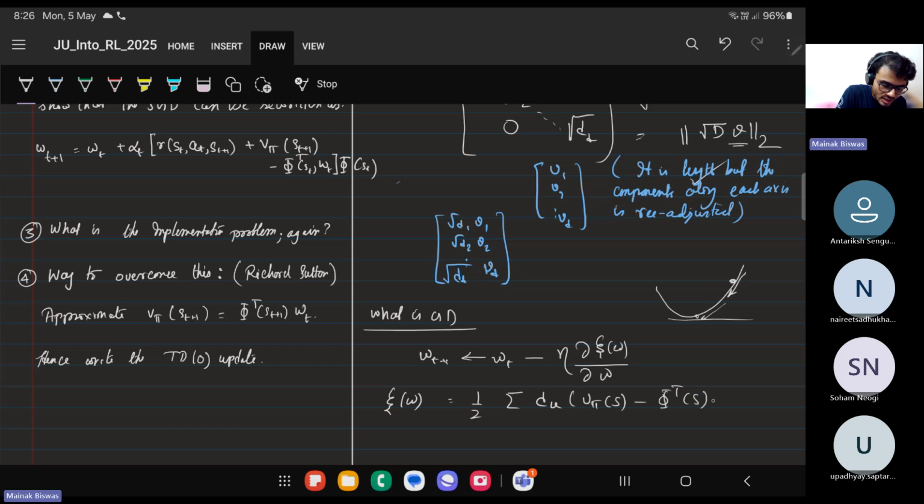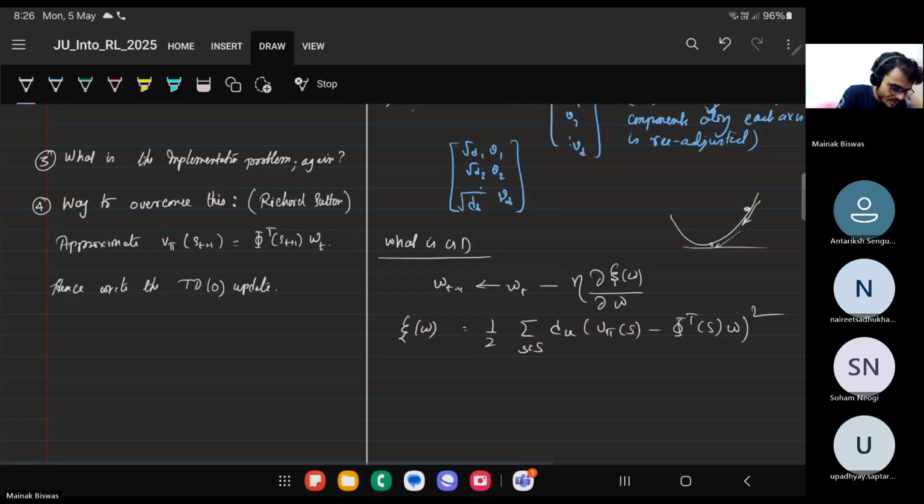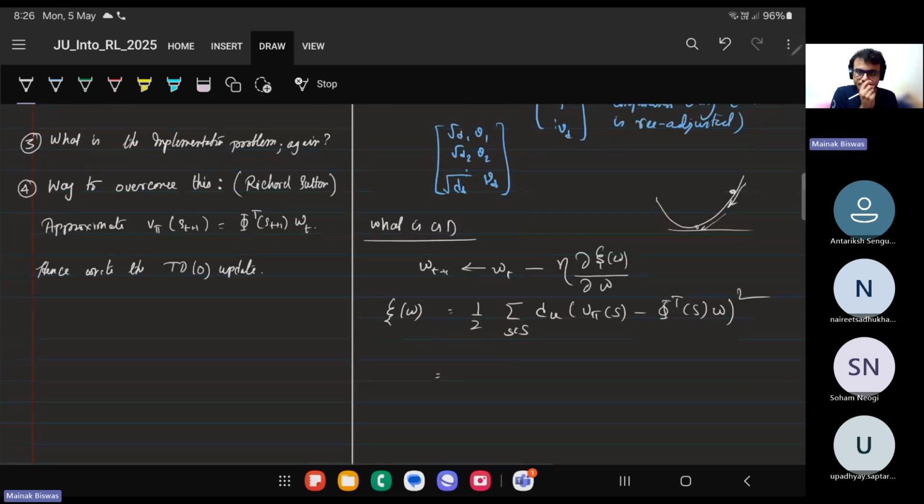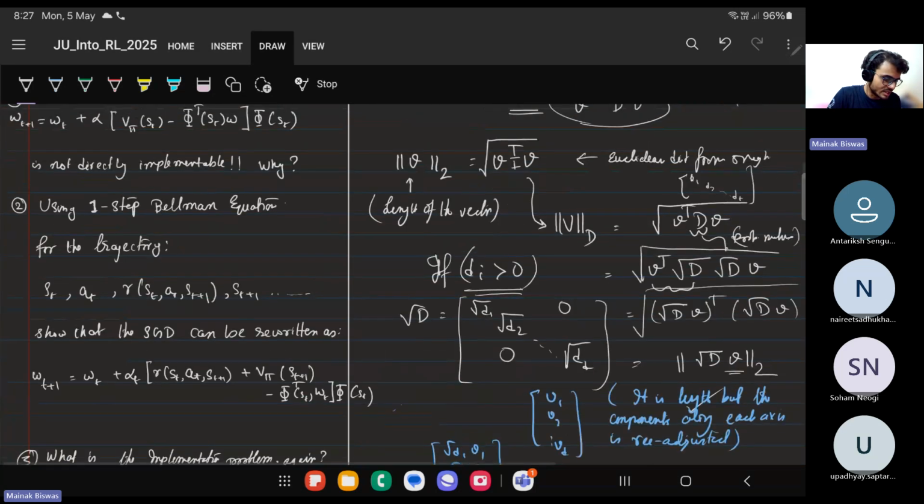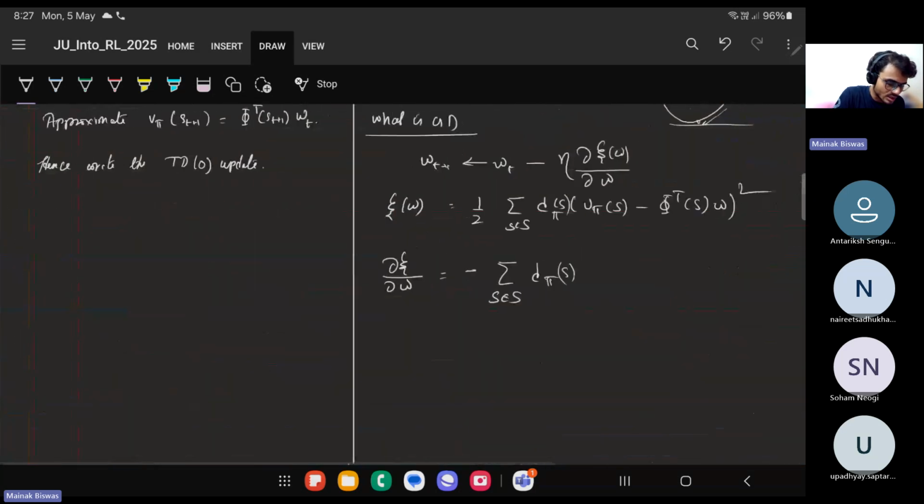P transpose S W squared. Okay. Now tell me, what is this going to be? We have derived it last time. Do you remember? This is minus summation of S belongs to S, d mu of S. Again, I'm writing mu somewhere, pi somewhere, just this will be pi only. Wherever there is a mu somewhere, please ignore it.